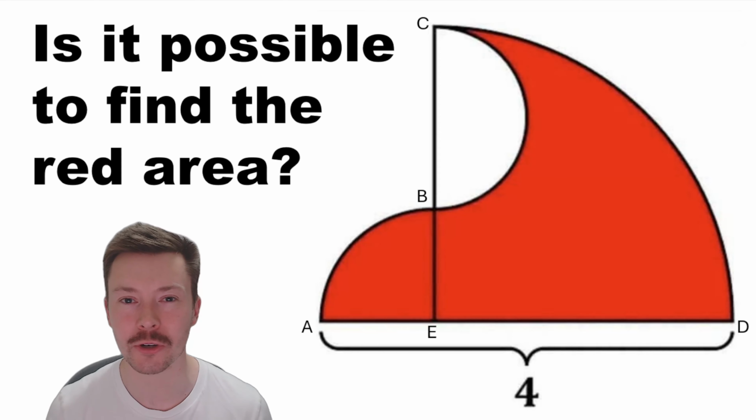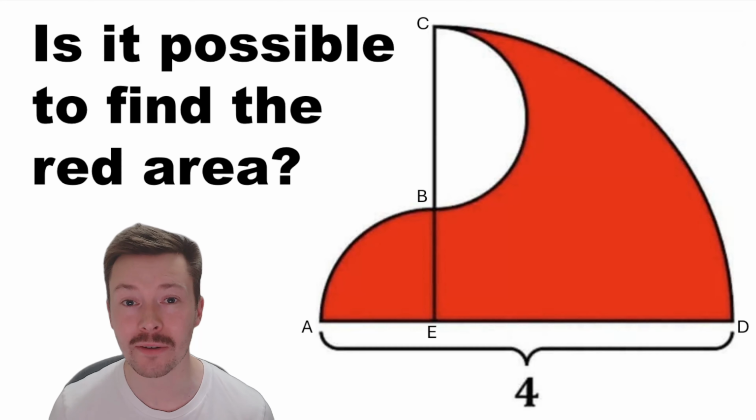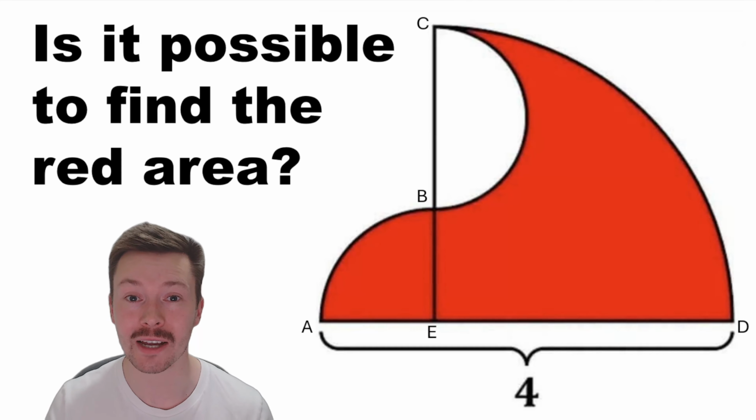This week's question or problem is: is it possible to find the red area, or does it depend on the length B to E and B to C, as that changes when we get different areas? Can you get an exact value?